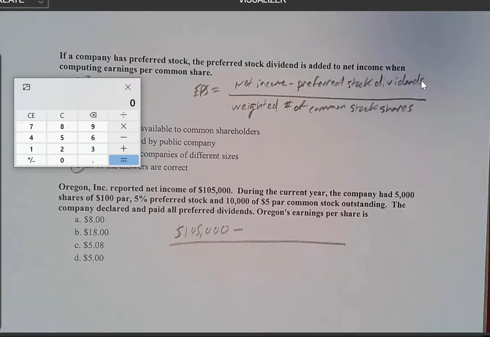Well, what are the preferred stock dividends? Okay. Well, we're going to take the number of shares. Let's just go in order here. 5,000 times $100 par value times the 5% preferred stock dividend equals 25,000. So Oregon Incorporated is going to pay out $25,000 in preferred stock dividends, and they paid them all.